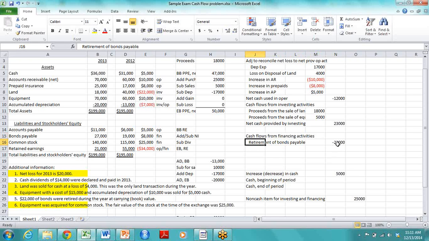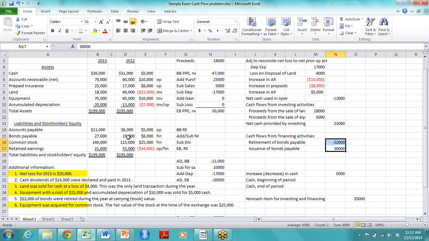But if we look at that change, if the retirement of bonds were the only thing that impacted bonds payable, this number here would be negative 22. But I've got a positive 8, so I also must have an issuance of bonds payable. And that has to be for $30,000, okay? The reason it has to be $30,000 is because if my net change in bonds is $8,000, and I know that I had a retirement of bonds of $22,000, I must have also had an issuance of bonds of $30,000, so the net of $8,000 gives me an increase to bonds payable.